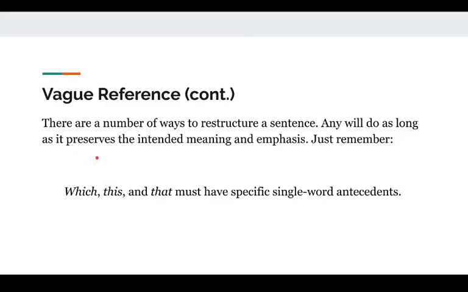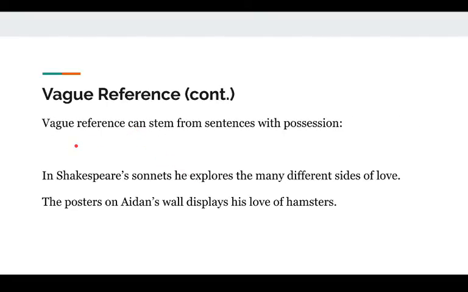Next, there are a number of ways to restructure a sentence. Any will do as long as it preserves the intended meaning and emphasis. Just remember that which, this, and that have specific single word antecedents. So let's go through some examples.